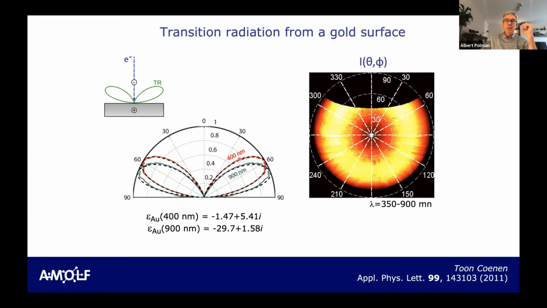The colored graphs are measurements and the dashed lines are the calculations. And it's very elegant electrodynamics in a way, because everything is known. It's just optical constants and the electron energy that determine what you see here. We know the optical constants of gold, we know the electron energy, that's why the model fits the data so perfectly well.